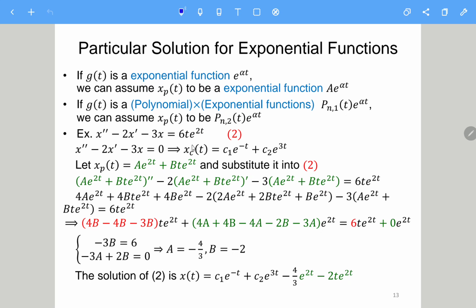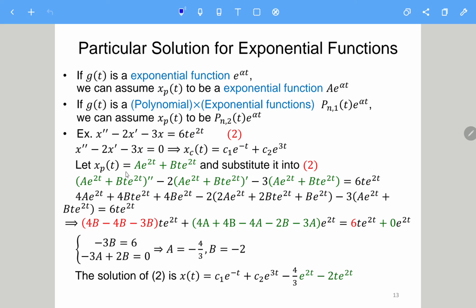Okay, let's take a look at this example. On the left side it is actually the same; on the right side it is a polynomial of first order multiplied by the exponential function. For the first step, we still solve for the homogeneous equation, which should be the same because the left hand side is the same as the previous one. And next, we try to solve for the particular solution. This is a polynomial of first order multiplied by an exponential function.